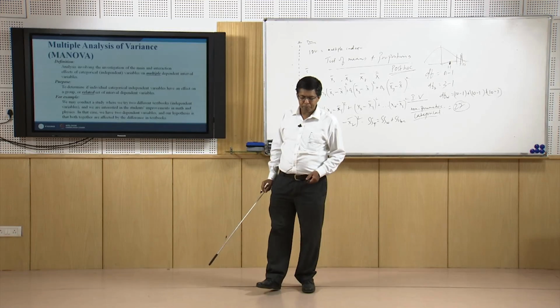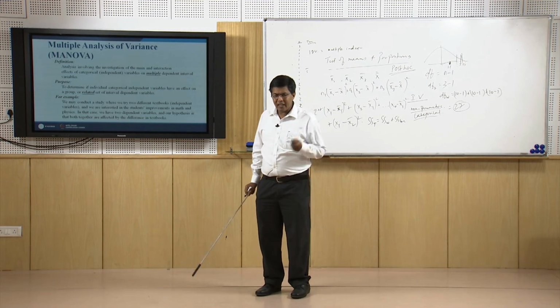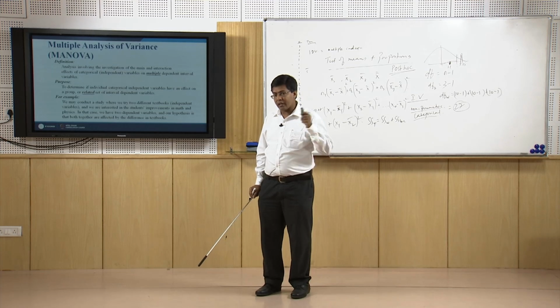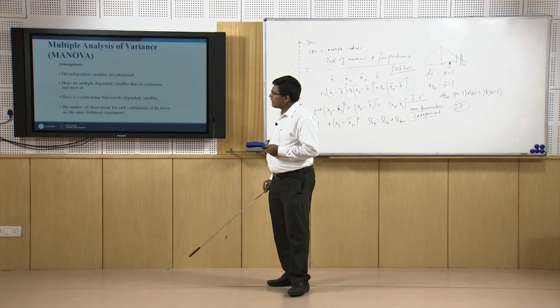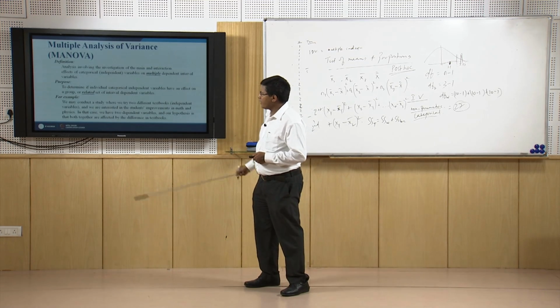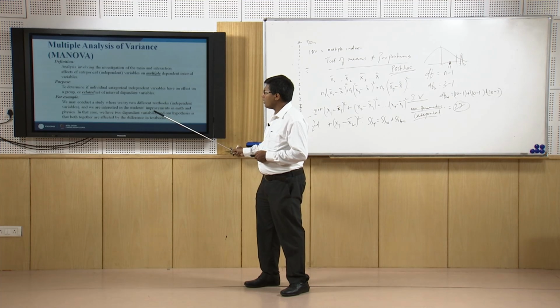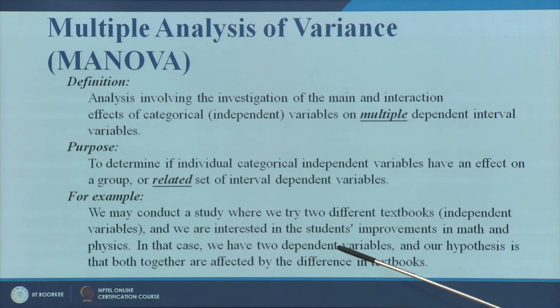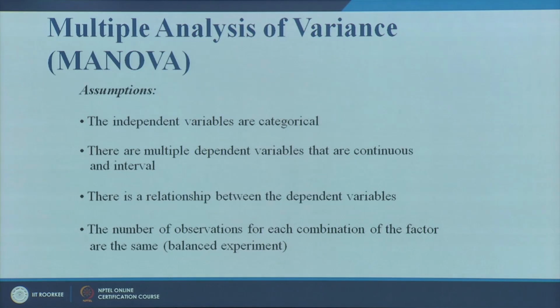So, we are saying that in such conditions the interaction effect comes into larger play, right. These two textbooks are having an impact on the dependent variables, which are the math and physics scores. Now, what are the assumptions?